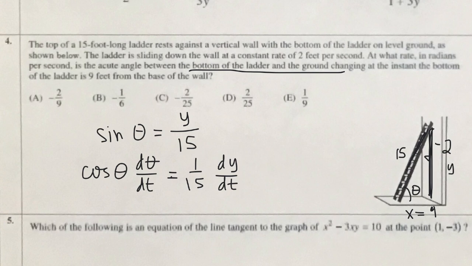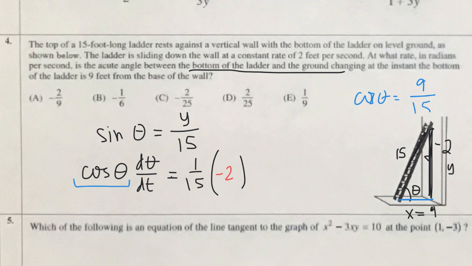Okay, which is good. We know dy dt, right? That's -2. So I can replace dy dt with -2. And now I need to figure out what my cosine is. So for my cosine, I'm going to come to my triangle again. I know that the adjacent side is 9. So the cosine of my angle should be 9 over 15. The adjacent side over the hypotenuse.